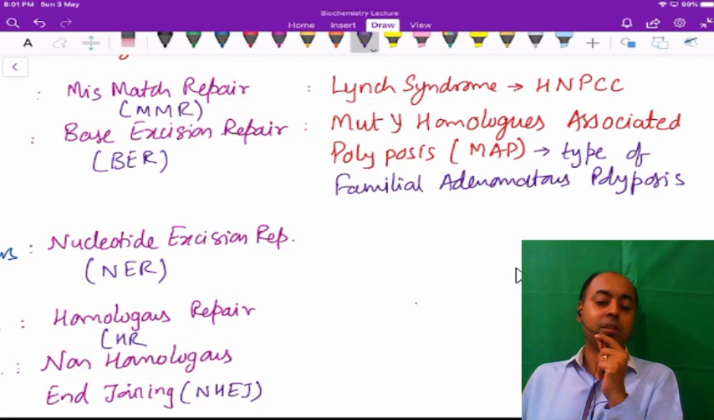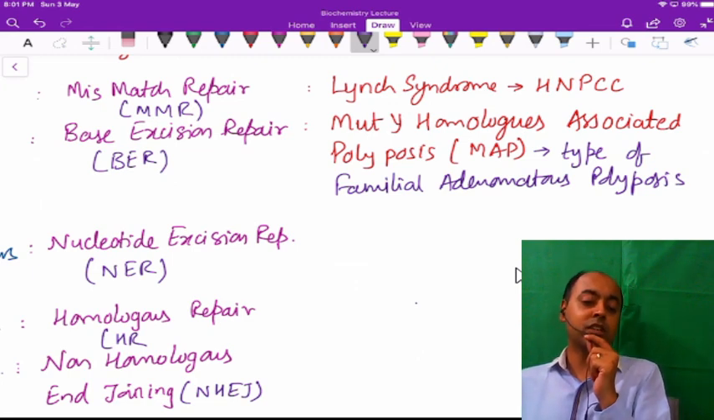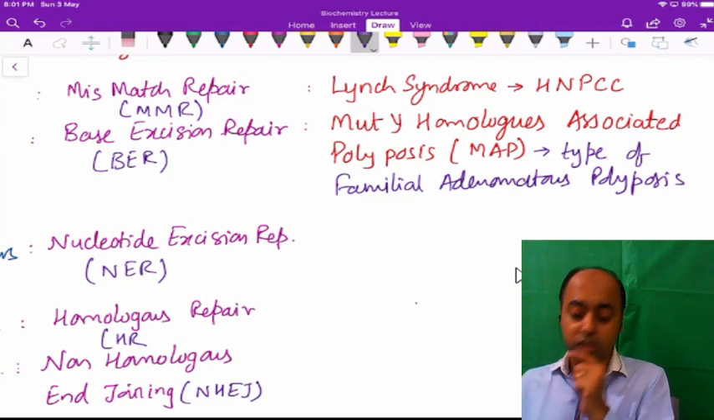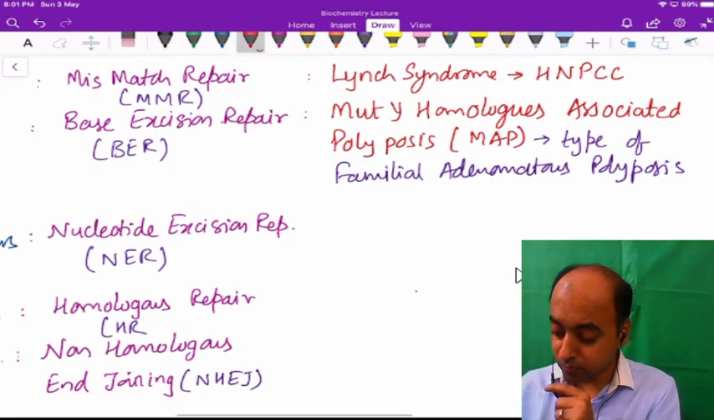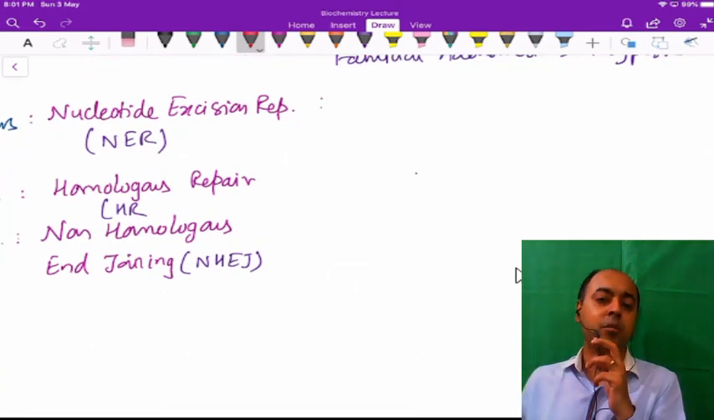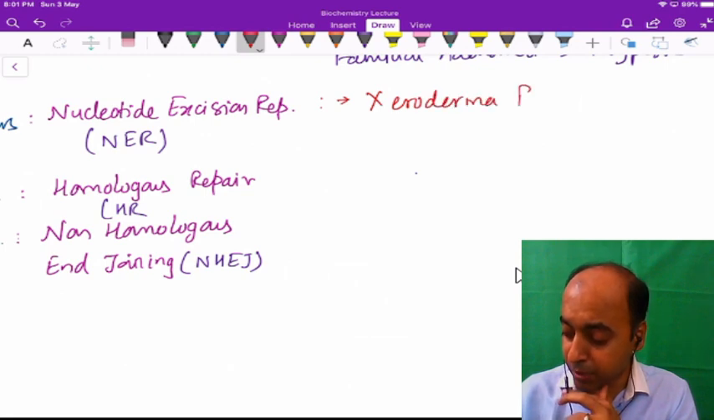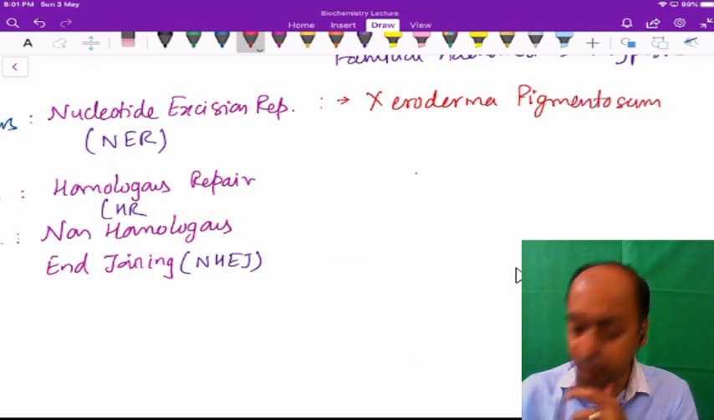Okay, so the mismatch repair is associated with Lynch syndrome, also known as hereditary non-polyposis colonic carcinoma. The base excision repair is associated with familial adenomatous polyposis. The genetic diagnosis is MUTYH-associated polyposis. The nucleotide excision repair can be associated with multiple disorders, but the most commonly seen is Xeroderma Pigmentosum.